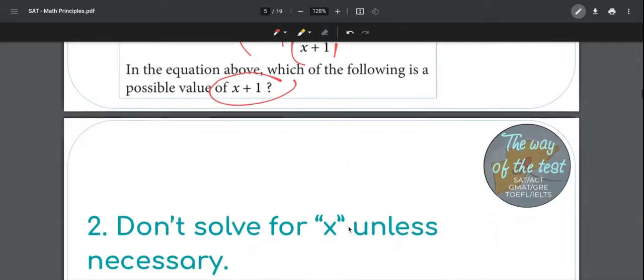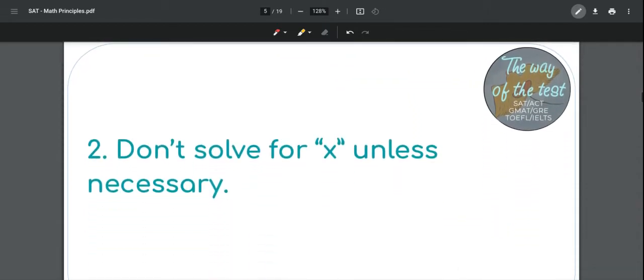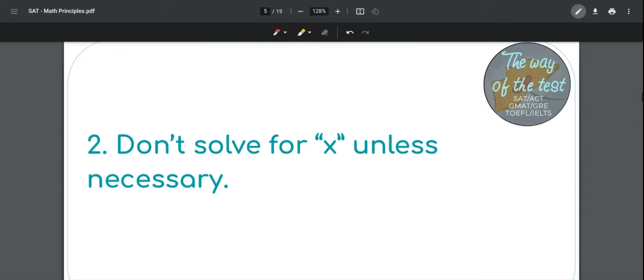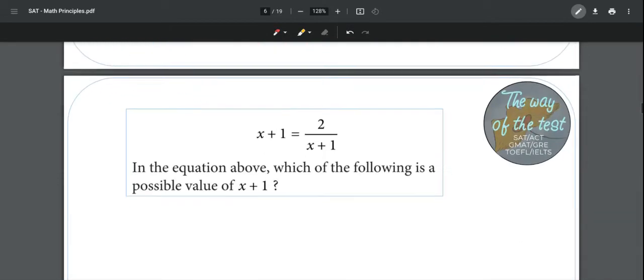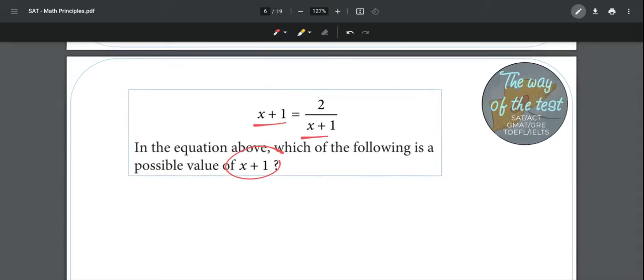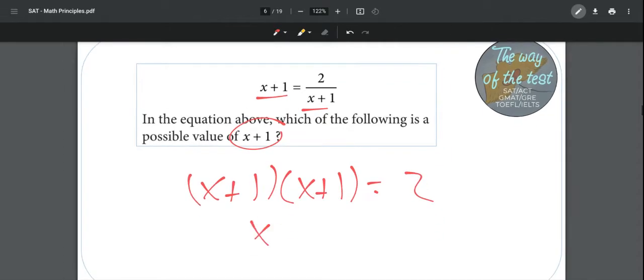So this leads us to the second principle, which is don't solve for X unless necessary. So we're going to use the last example that we used here, X plus 1 equals 2 over X plus 1. So yes, we could solve for X, but since the question is about X plus 1, and you notice that there's an X plus 1 and X plus 1 here, maybe we just should focus on that, right? So we're going to have X plus 1 times X plus 1, and that's going to be 2. So we have that X plus 1 squared is equal to 2. So X plus 1 equals square root of 2.